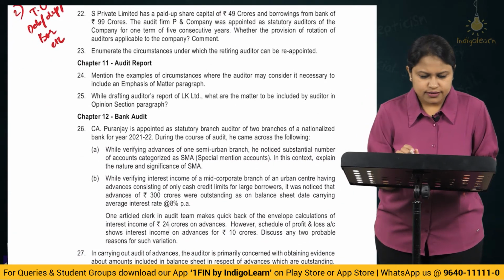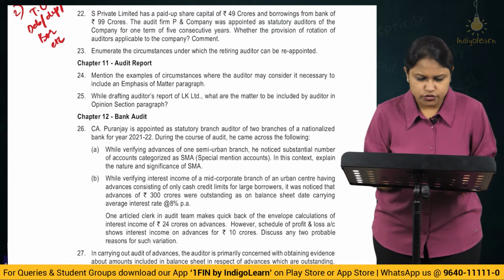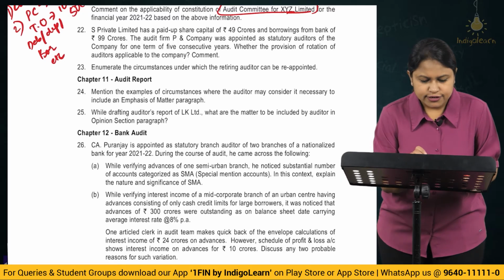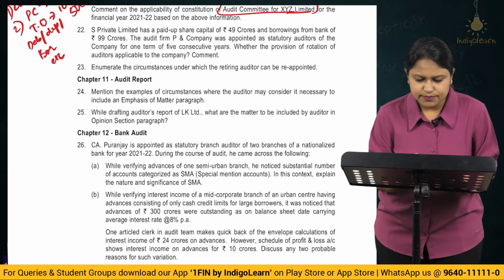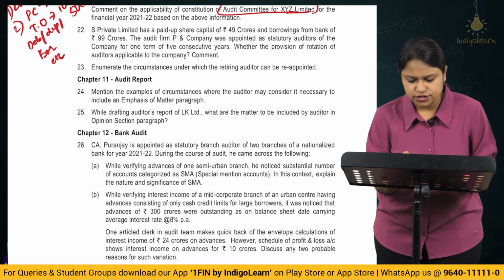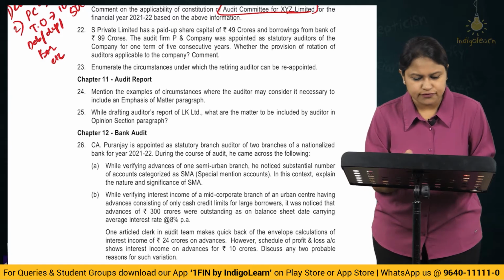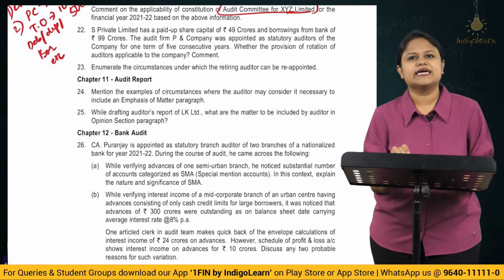Moving on to the next one, 22nd, again here they are questioning you on the threshold limit only. So S Private Limited has a paid up share capital of 29 crores and borrowings from the bank of 99 crores. The audit firm P & Company was appointed as a statutory auditor of the company for one term of 5 consecutive years. Whether the provision of the rotation of the auditor is applicable to the company, comment.